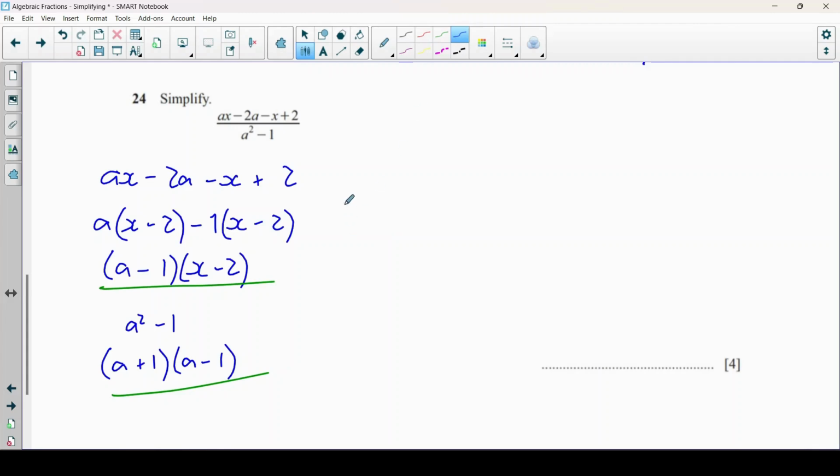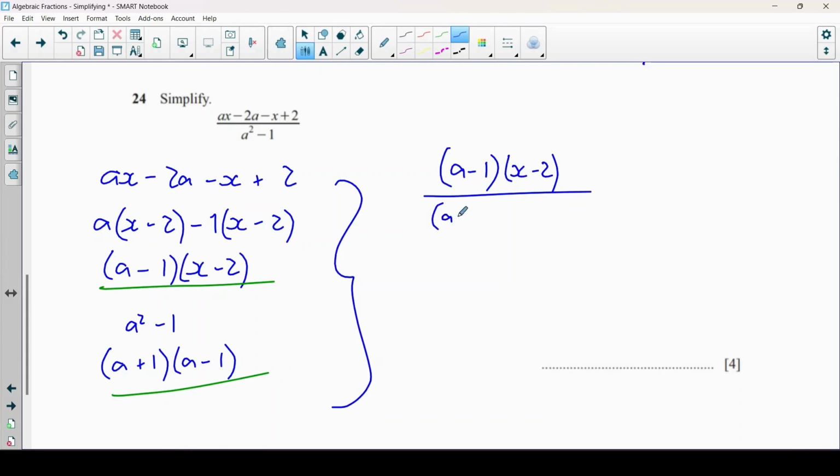Let's put those back into the fraction. A minus 1, x minus 2 over a plus 1, a minus 1. Divide top and bottom by the a minus 1, and we just get x minus 2 over a plus 1.